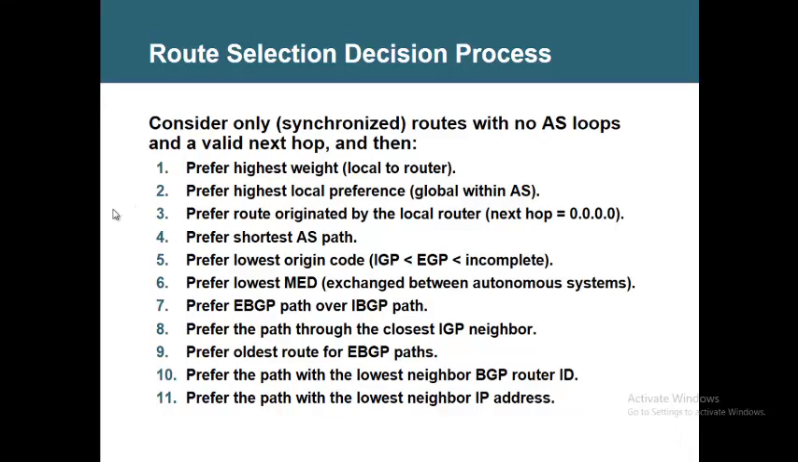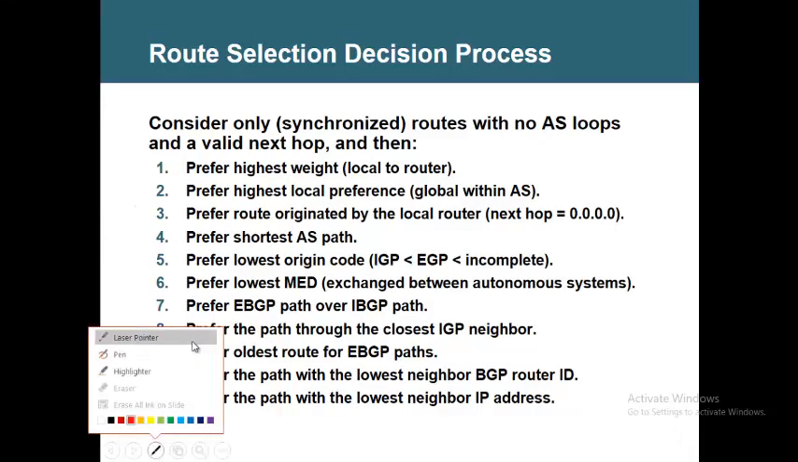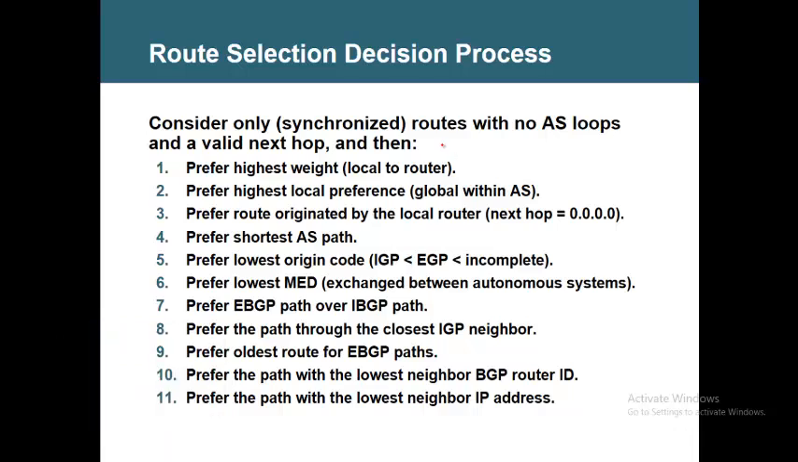Okay. Now we are comfortable with this, and this also is over, because we saw that earlier. What about this one? Can you explain this attribute? Prefer the path with the closest IGP.